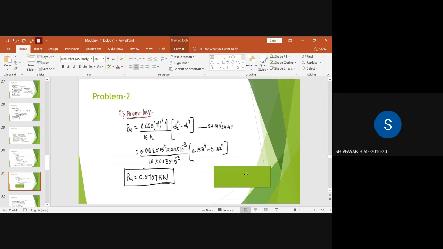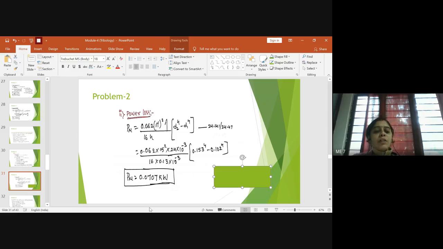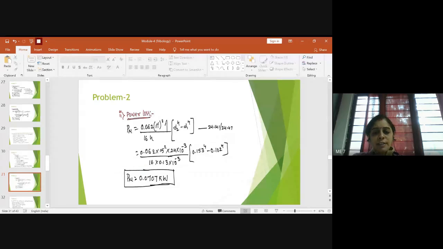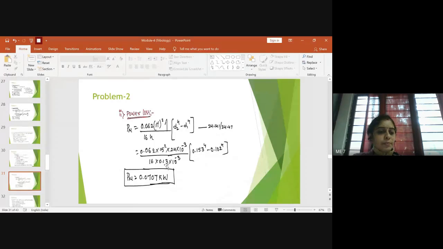0.0707. Yeah. So it is 0.0707 kilowatts. It's not watt, it is kilowatt. So this is the answer you have to get. Hope all are getting this answer. Any other answer you are getting other than this? Is it the same? Yes, ma'am. Same answer. Okay, fine. So this was our problem number 2.